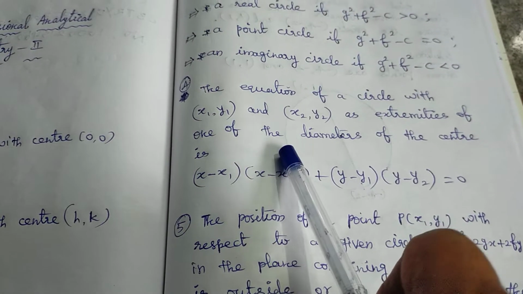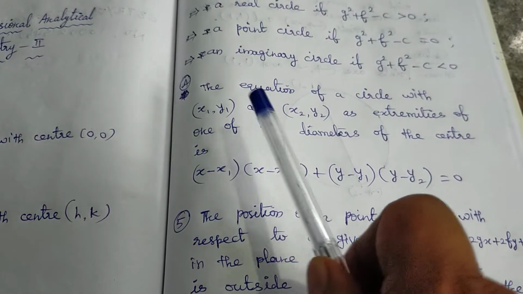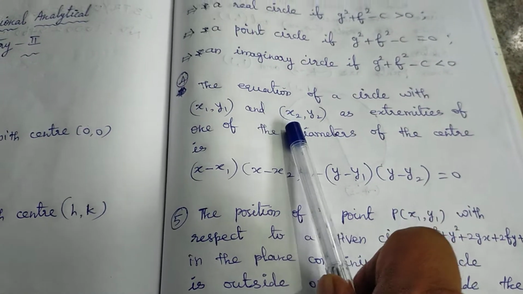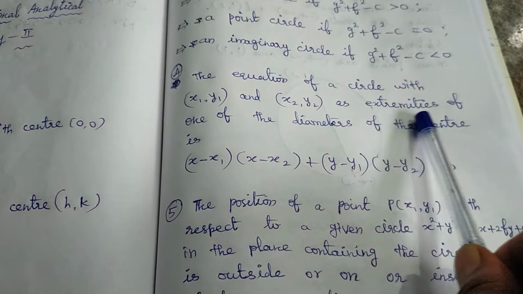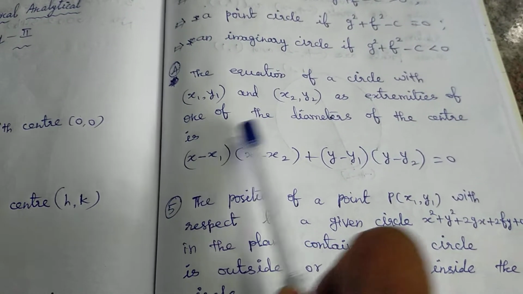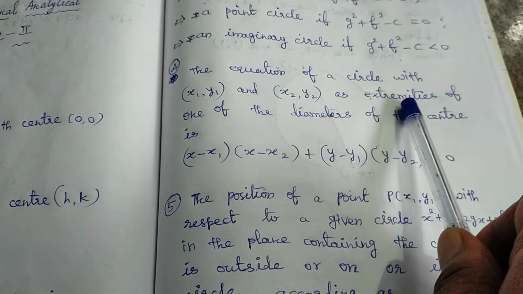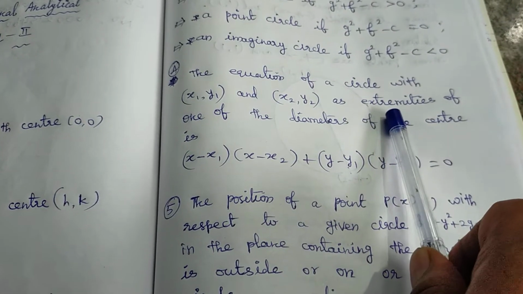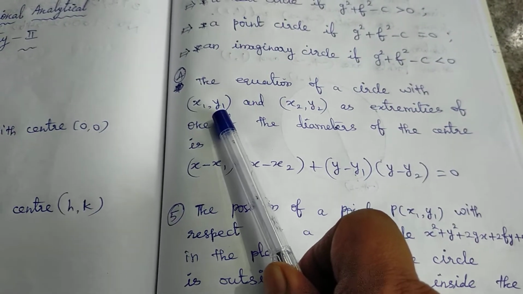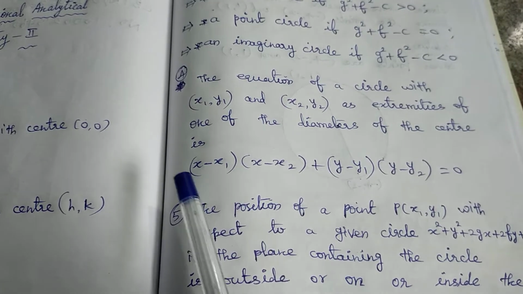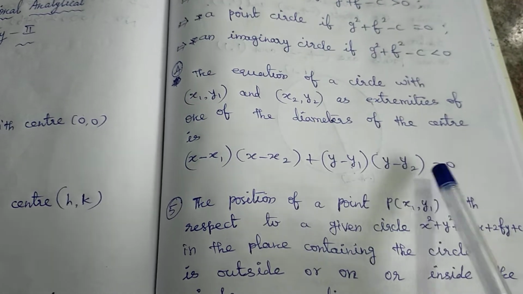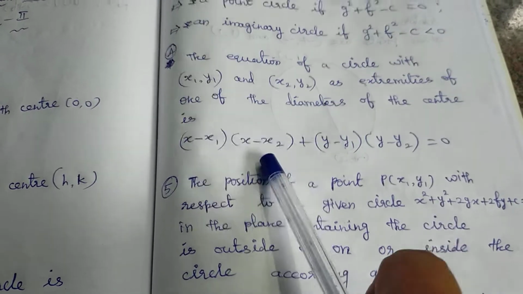Next, circle equation. This is a new concept in 12th standard. Very important. The equation of a circle with x1 comma y1 and x2 comma y2 as extremities of one of the diameters is, extremities meaning endpoints of the diameter. So, with diameter endpoints given, we write the equation x minus x1 into x minus x2 plus y minus y1 into y minus y2 equal to 0. This is the equation of the circle.